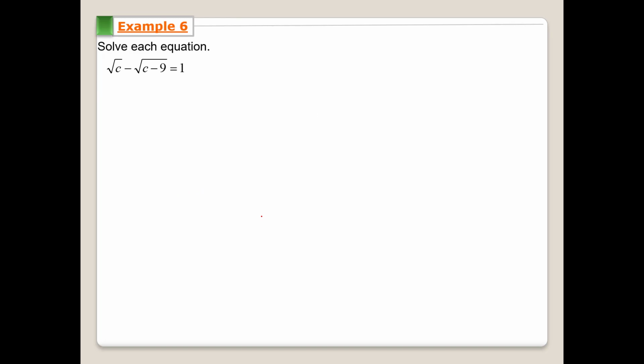So now we're going to solve the equation. So with this one, let's go ahead and take this guy and let's subtract the square root of c on both sides. Okay. So if we do that, again, we're saying here we're going to take this c right here and subtract it from over here. Okay. So these guys go away. And we're left with negative square root of c minus 9 equals 1 minus square root of c.